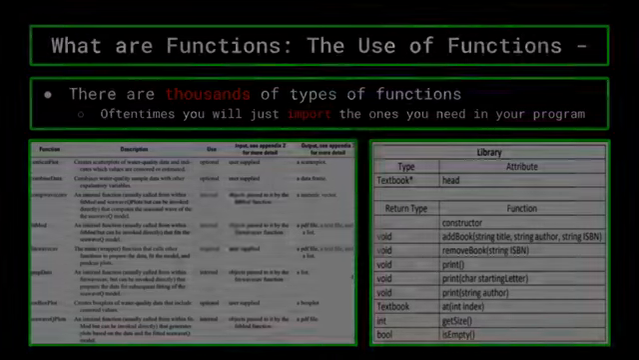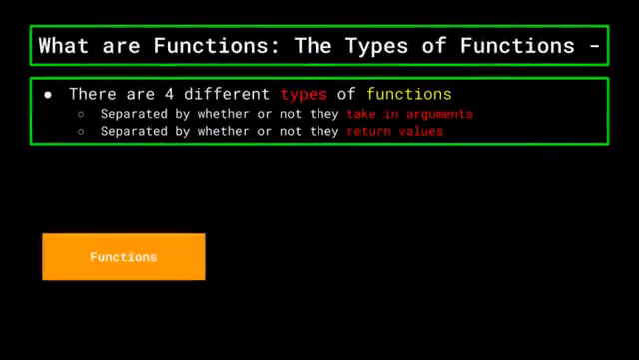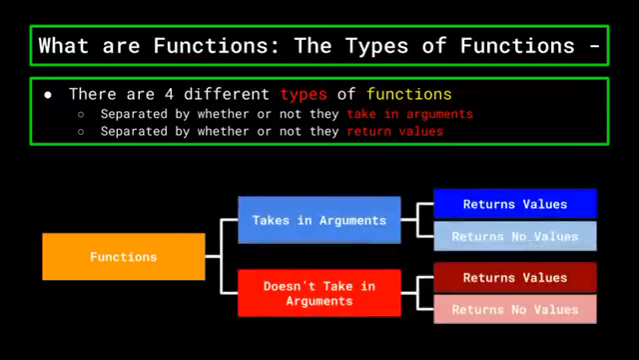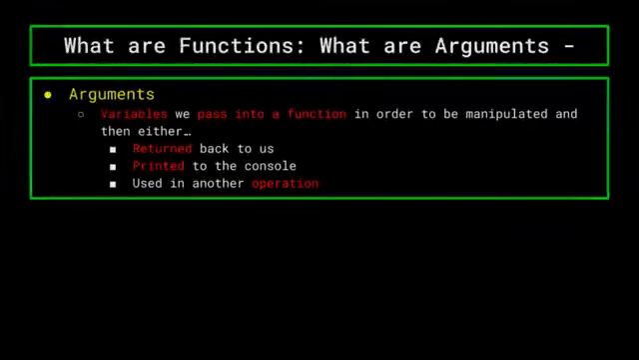Now there are 4 main types of functions in most programming languages, and they are separated by 2 defining features, whether or not they take in arguments and whether or not they return values. Let's start by separating them by whether or not they take arguments, but first we have to cover what arguments actually are. Arguments are essentially variables that we pass into the function in order to be manipulated and then either returned back to us, printed to the console, or used in another operation.